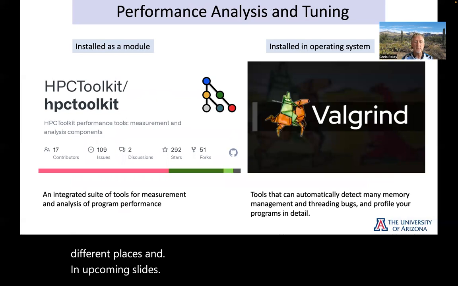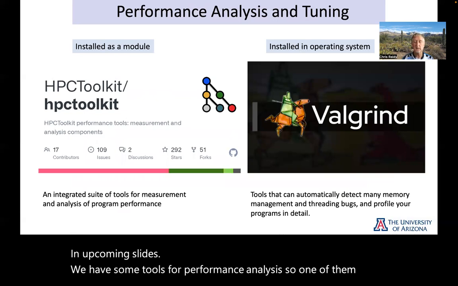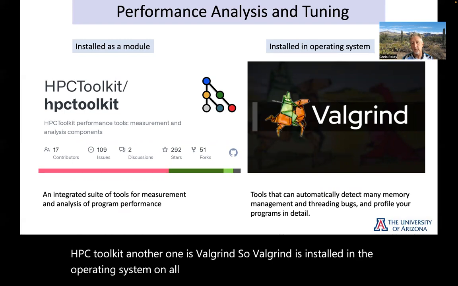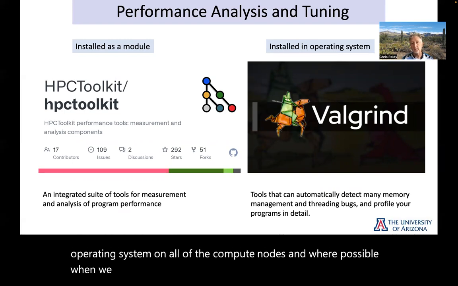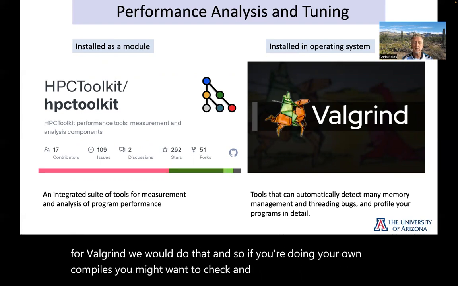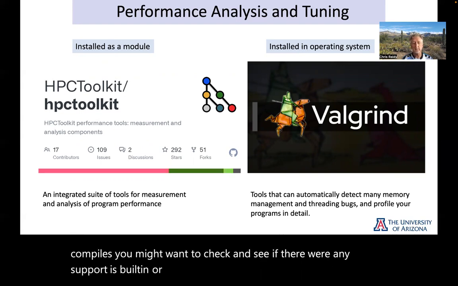We have some tools for performance analysis. One of them is HPC Toolkit. Another one is Valgrind. Valgrind is installed in the operating system on all of the compute nodes. And where possible, when we created modules, if there was an option to turn on support for Valgrind, we would do that. So if you're doing your own compiles, you might want to check whether Valgrind support is built in and whether you need to add it.